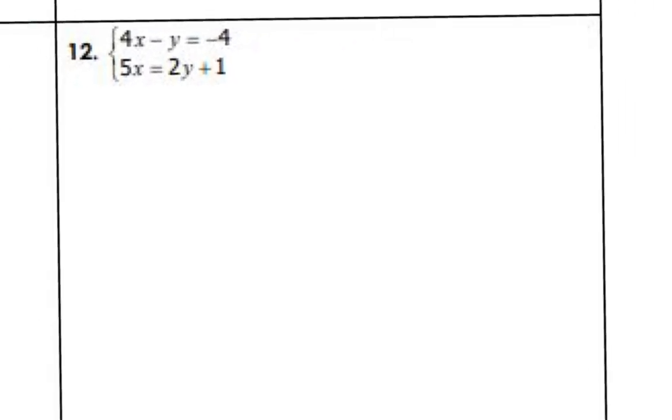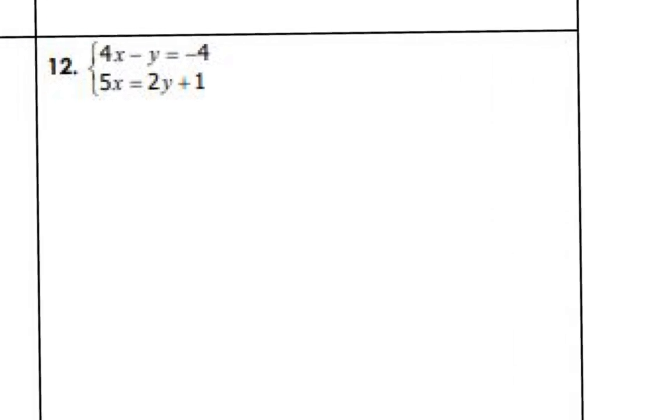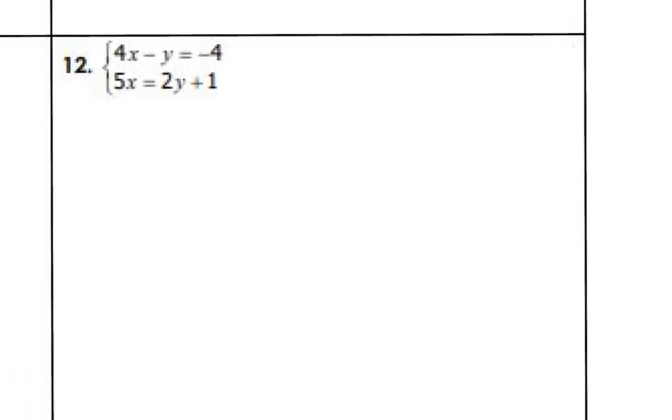Number 12. These aren't lined up, are they? So we need to get them lined up. This has got x and y on one side, number on the other, which is standard form. Let's put this one in standard form. Let's bring this 2y over here. So now we got 4x minus y equals negative 4. And then 5x minus 2y equals 1.